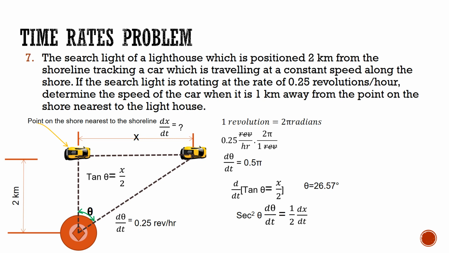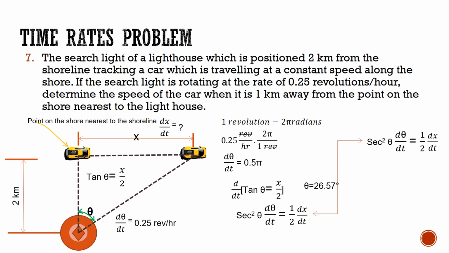So the differential of tangent is actually secant squared theta d theta all over dt, and that is equal to 1/2. Okay, i-isolate mo lang yung constant ng x over 2 is 1/2, and then derive x with respect to time, that is dx over dt. So this will be the acquired equation.